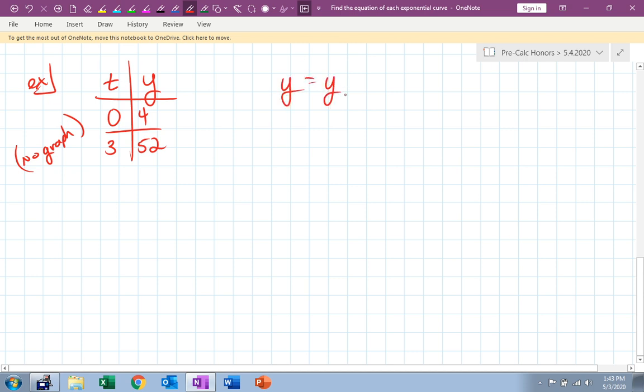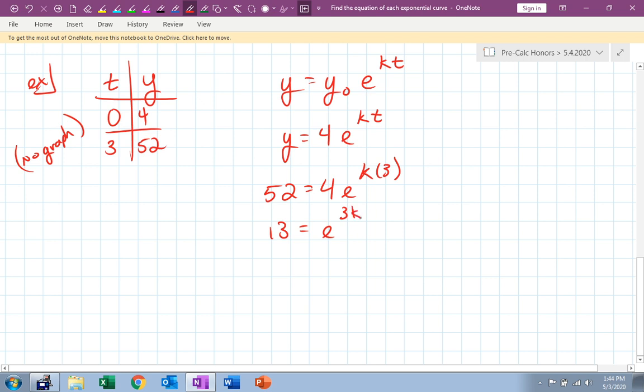We do the same exact steps. Initial amount is when t is 0. So I know it's 4. So we get y equals 4e to the kt. And then I just plug in what I have when I solve for k. So I have 52 equals 4e to the k times 3. And 52 divided by 4, I think it's 13. 13 equals e to the 3k.